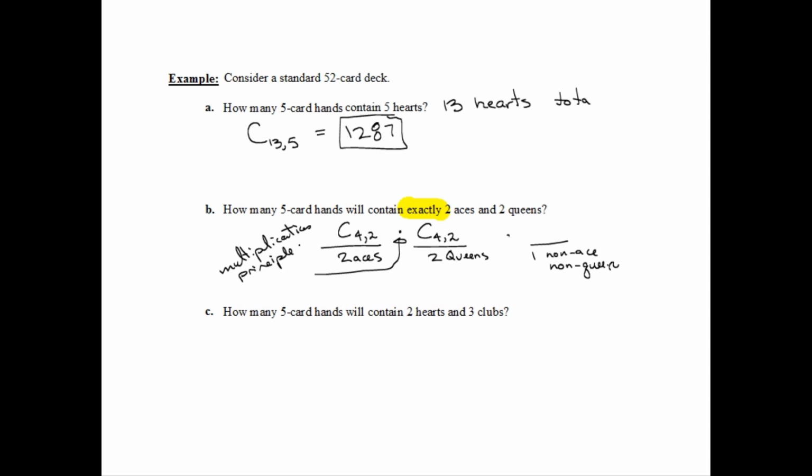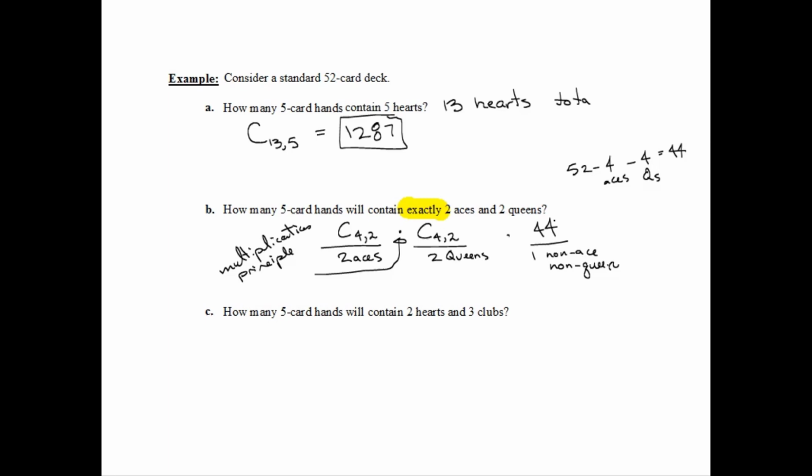So we're going to keep multiplying until we have finished forming our hand. 2 aces, 2 queens. Now the other one is not an ace and is not a queen. How many non-ace, non-queens are there in the card deck? Well, I have 52. Subtract the 4 aces, subtract the 4 queens. Okay, that gives me 44. We have 44 non-ace, non-queens in our card deck.